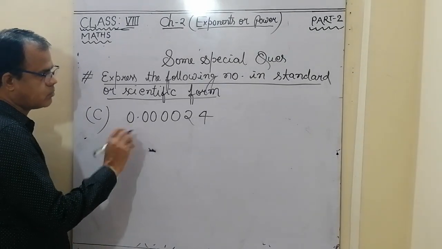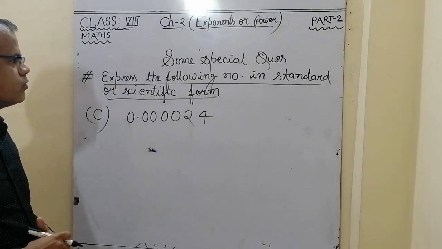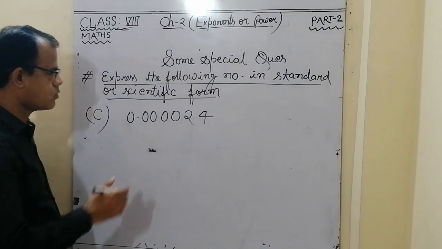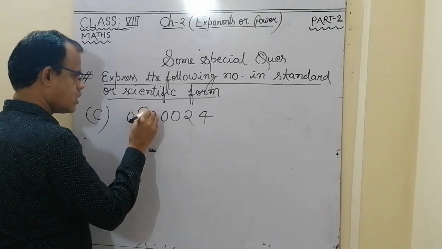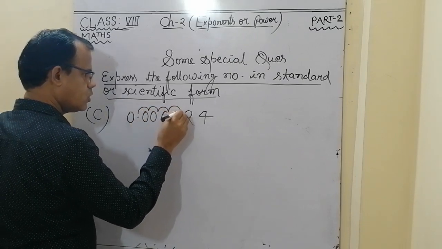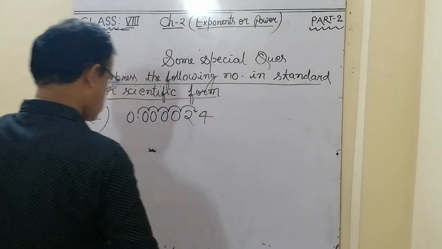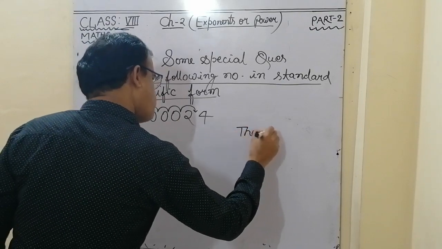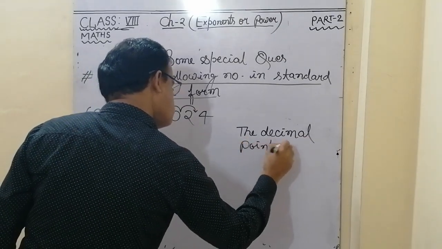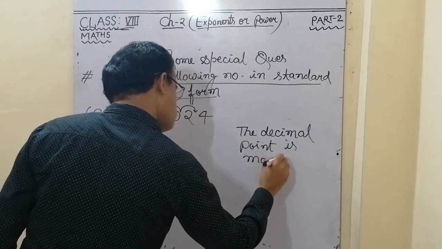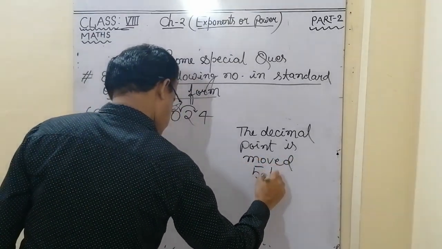Yes student, next question. This number, we have to convert into scientific form or standard form. So look here, the decimal is here, we shift this decimal one place, 2, 3, 4, 5 places to the right. The decimal point is moved how many times? 5 times. 5 places to the right.